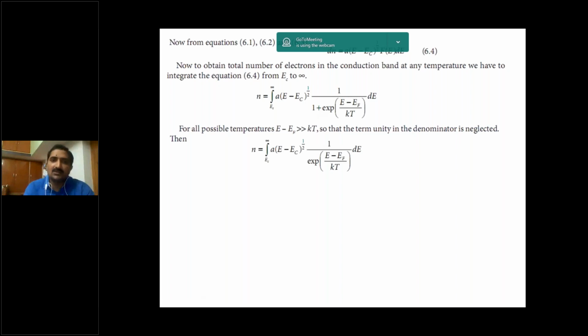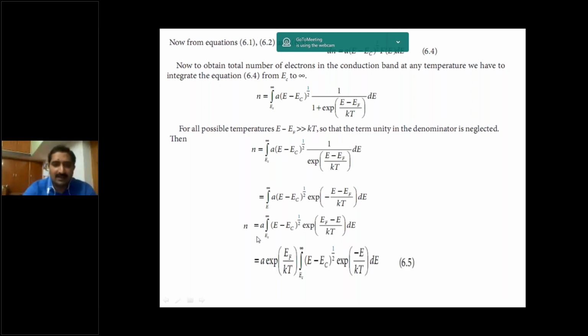N is equal to integral EC to infinity A into (E minus EC) whole power 1 by 2, 1 by exponential of (E minus EF) by KT, into dE. The denominator exponential function can be written as 1 by exponential of x, which is exponential of minus x. So exponential of minus (E minus EF) by KT into dE. By multiplying the minus term, we can write N is equal to A into integral EC to infinity (E minus EC) whole power 1 by 2 exponential of (minus E plus EF) by KT into dE.